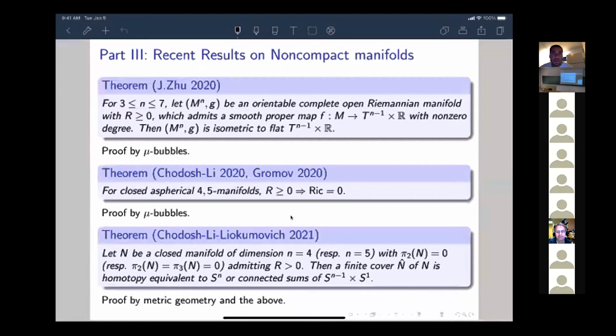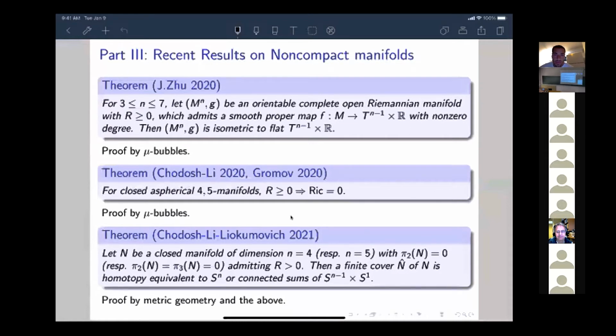And one that was quite recent is by Jintian Zhu. He shows that if you have an orientable complete open Riemannian manifold with non-negative scalar curvature and admits a smooth proper map to the product of the torus with R, with the line, then you have this rigidity. So it's isometric to the flat torus times R.